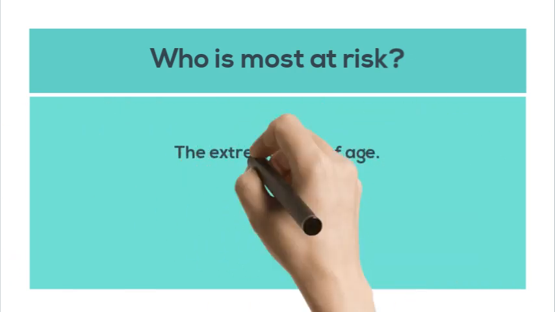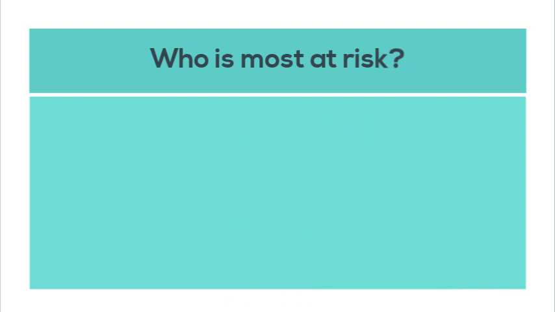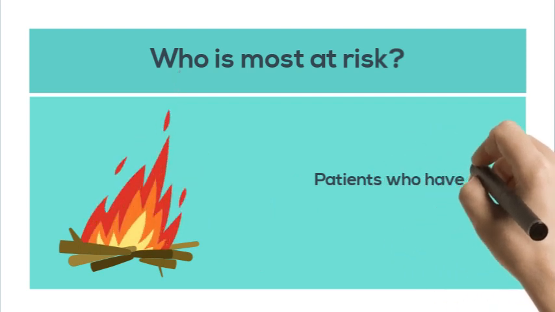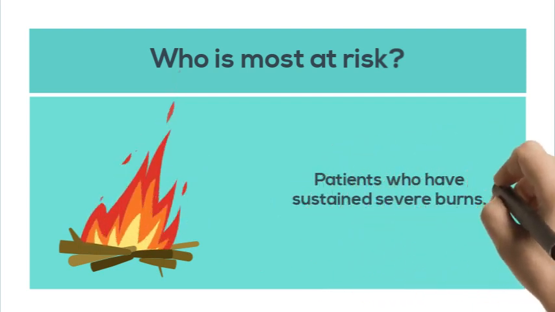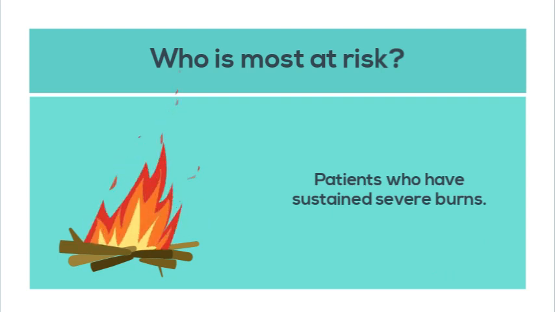Patients at the extremities of age, so both very old and very young, have poor autonomous thermoregulation, as do patients who have sustained severe burns. During the burn injury process, these patients have lost skin and the underlying structures, including their sweat glands, which play a significant role in thermoregulation.